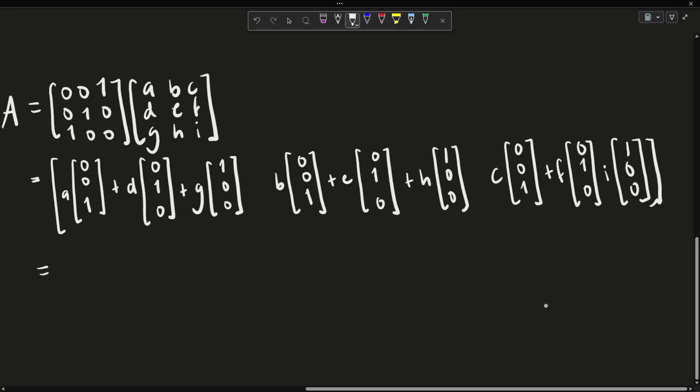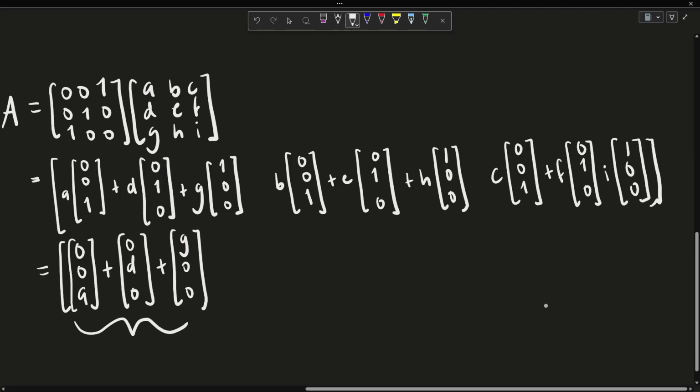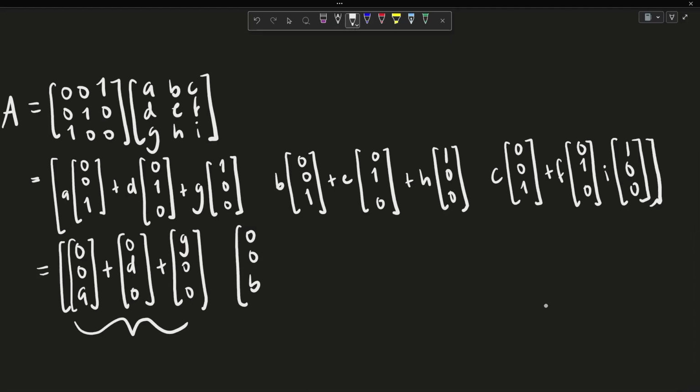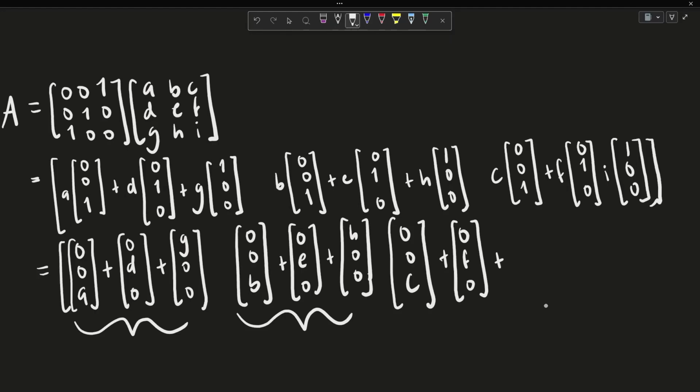So if we now combine these values, we have 0, 0, A is one value, plus 0, D, 0, plus G, 0, 0. And this is one column. We have 0, 0, B plus 0, E, 0 plus H, 0, 0. And this is the second column. In our third column, we have 0, 0, C plus 0, F, 0 plus I, 0, 0. And this is our third column.